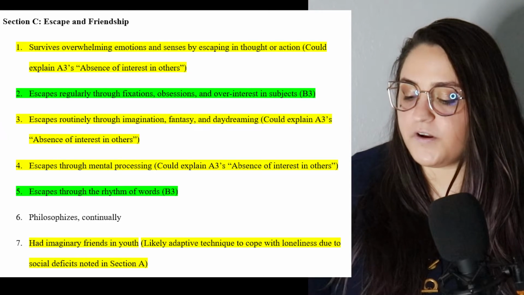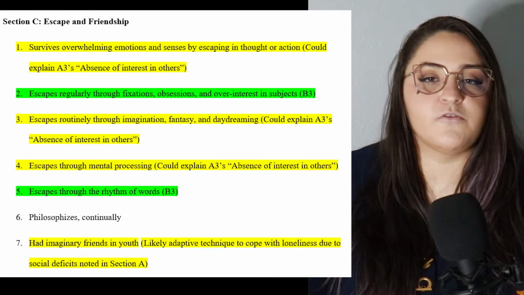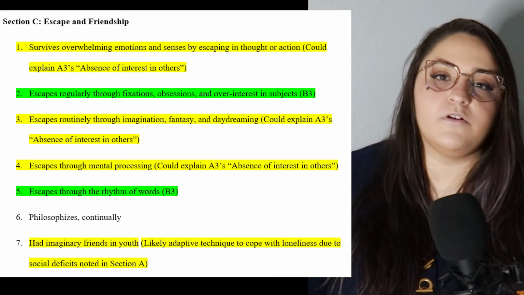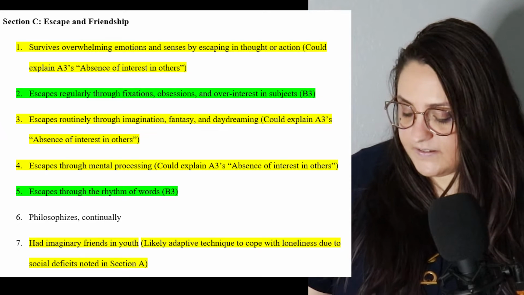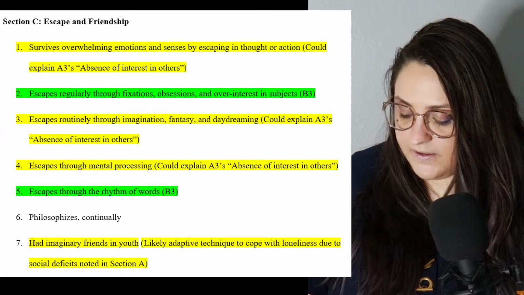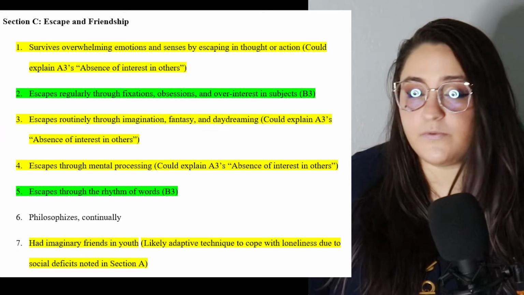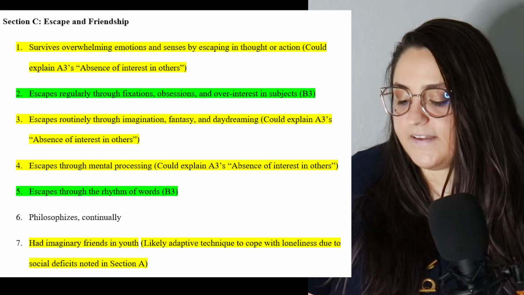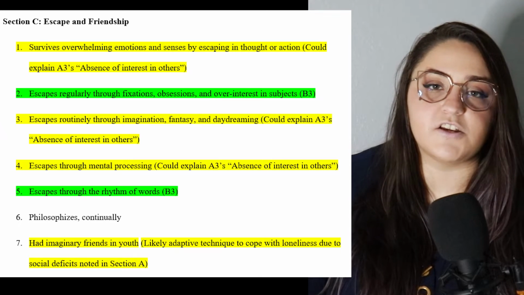Escapes through the rhythm of words. I did put that one for B3 because of the interest in the rhythm of words. That would be something that would fall under that criterion. Philosophizes continually. I don't really have anything I can put that under. Had imaginary friends in youth. I put this one yellow because I think it's a likely adaptive technique to cope with loneliness due to the social deficits that are noted in section A.